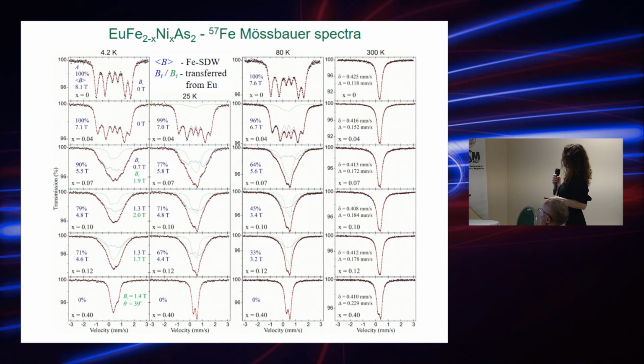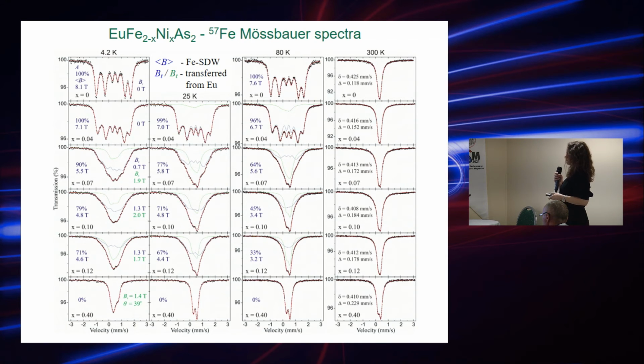Here we have 100% of magnetic subspectra, but here we see 2 subspectra, one non-magnetic and one magnetic. The contribution due to the non-magnetic subspectrum is decreasing with decreasing temperature. What is important for these 4 compounds, we see that the spectra below and above the ordering temperature of europium are a little different.